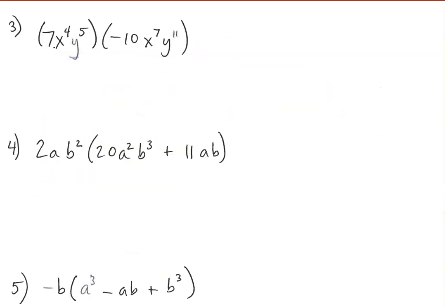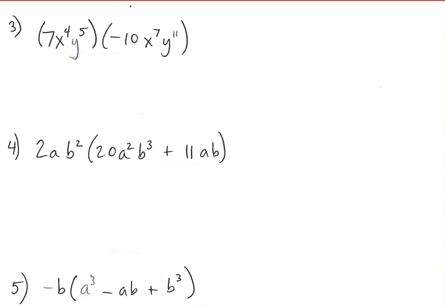Our third example begins with a set of parentheses containing 7x to the fourth, y to the fifth, close parentheses, and then immediately next to it, so there's nothing in between, the next set of parentheses, which contains negative 10x to the seventh, y to the 11th. So the fact that there's nothing in between these parentheses is significant. That means that we're actually multiplying these two together. This would be considered a monomial times a monomial, a one term times a one term, if you apply all the definitions of terms and polynomials we've seen previously.